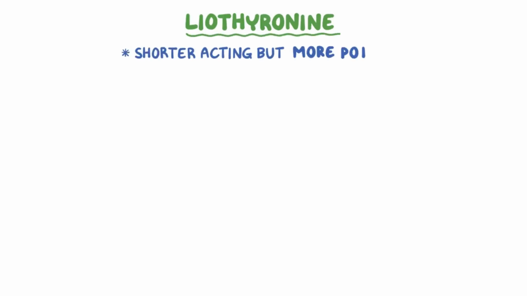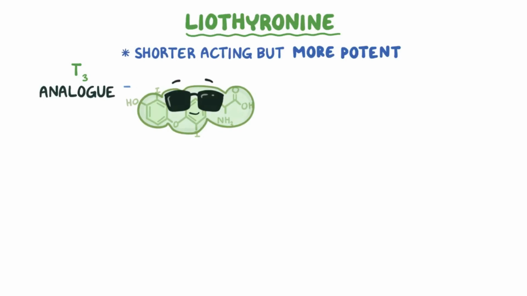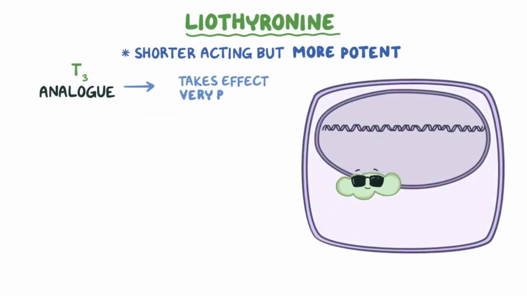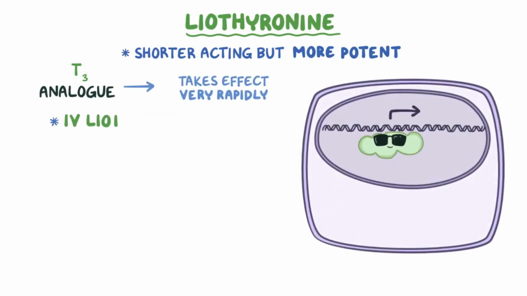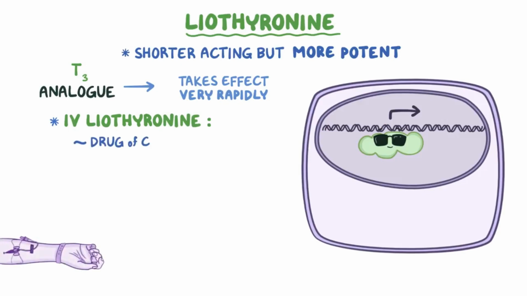Of the two synthetic thyroid hormones, liothyronine is shorter acting, but much more potent, meaning it's able to treat the symptoms of hypothyroidism at a lower dose. Since it's a T3 analog, it could directly enter the target cell and take effect very rapidly. This is why intravenous liothyronine is the drug of choice in emergencies like myxedema coma.